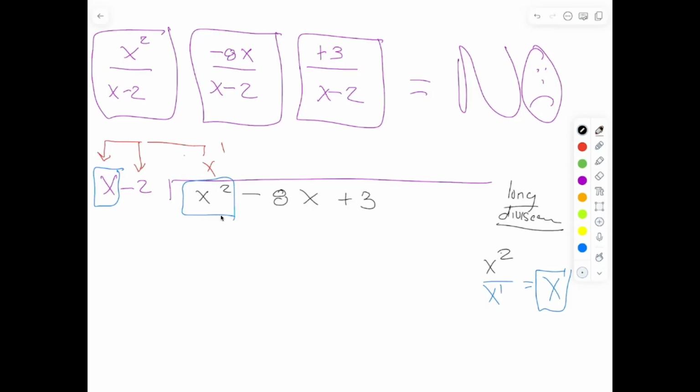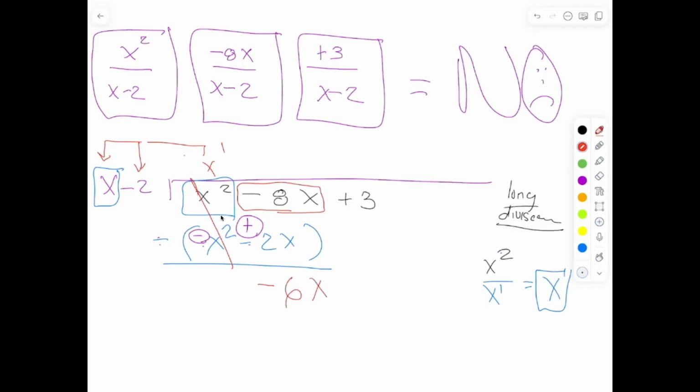So now what am I going to get? I'm going to get x squared minus 2x. A negative and a positive is a negative. A negative and a negative is a positive. The x squares are going to cancel out. But now I have negative 8x and I have positive 2x. If I owe somebody $8 and I give them $2, how much do I still owe them? $6. I owe them $6. I bring down the 3.